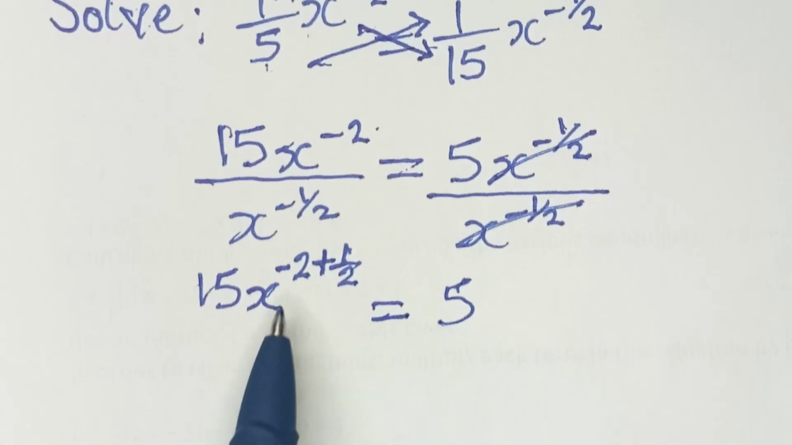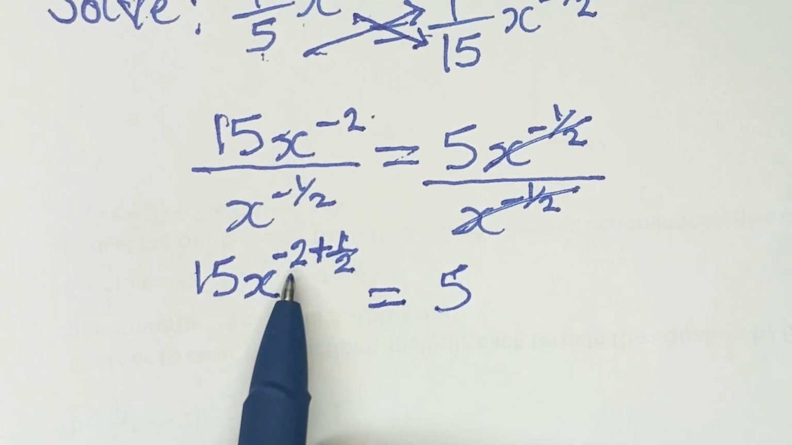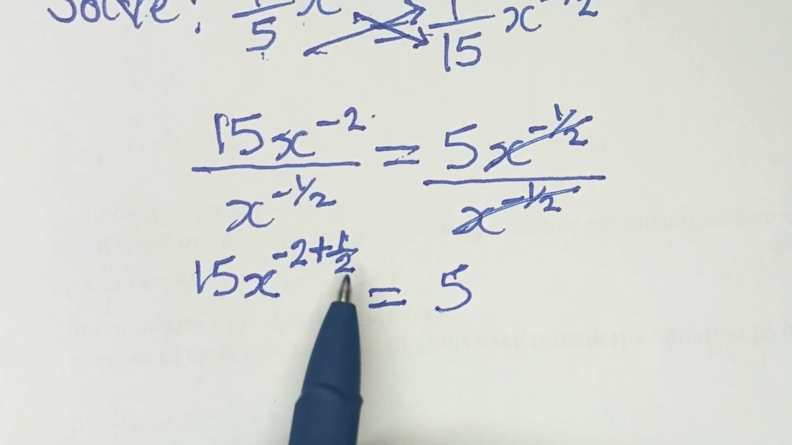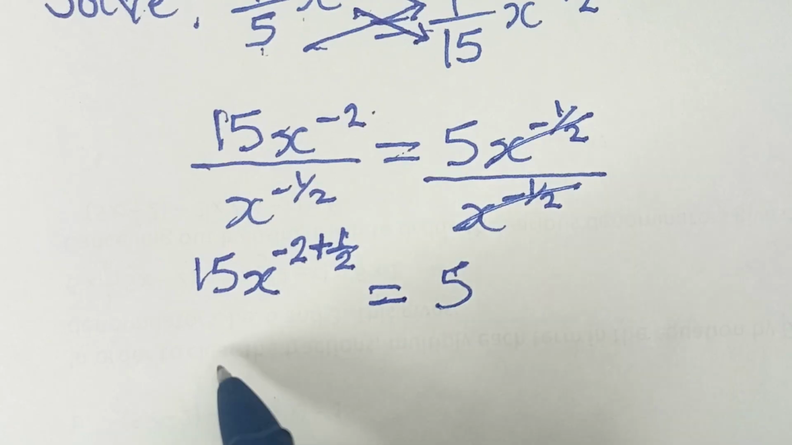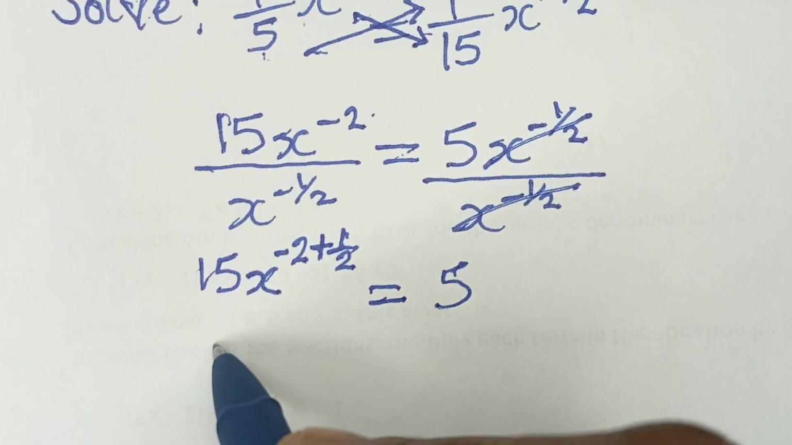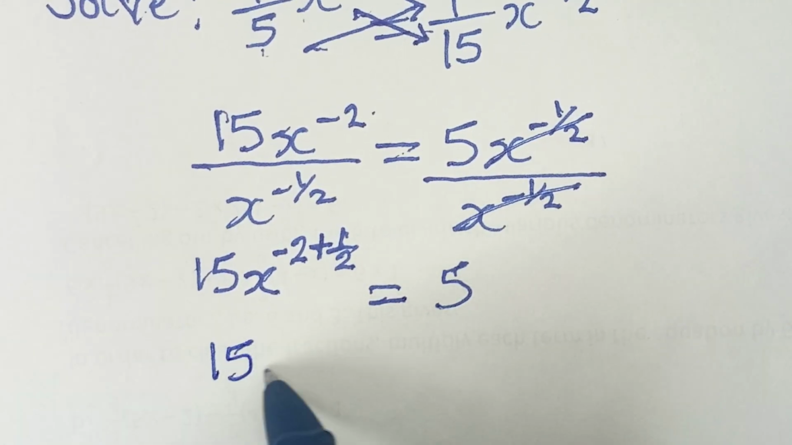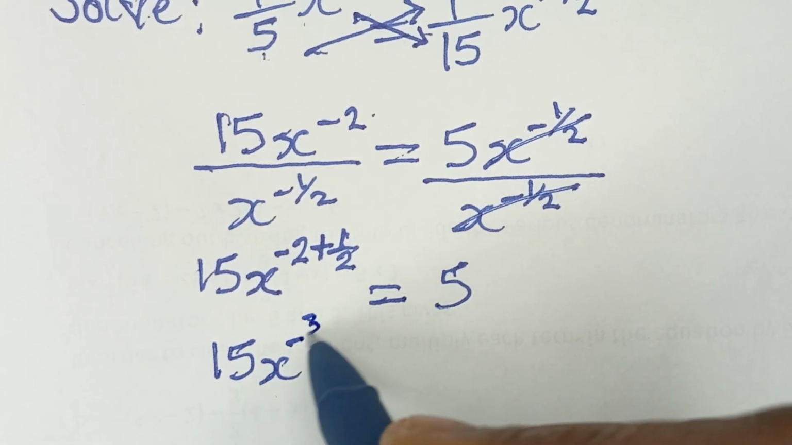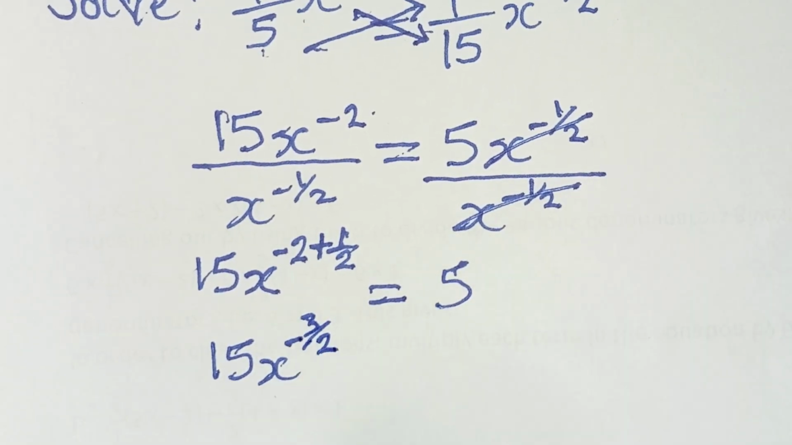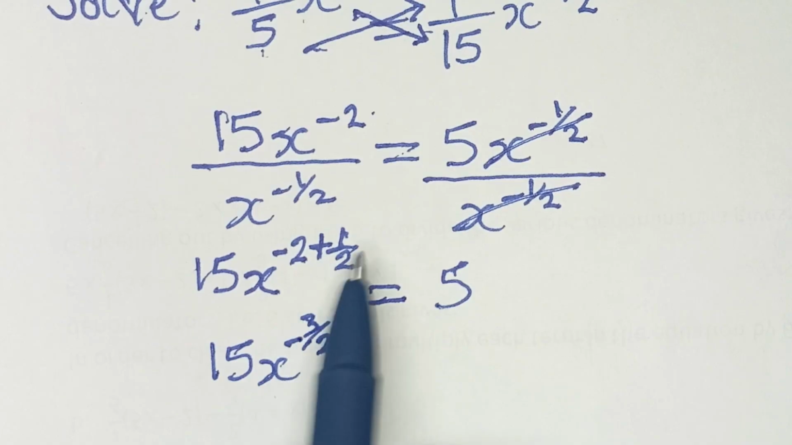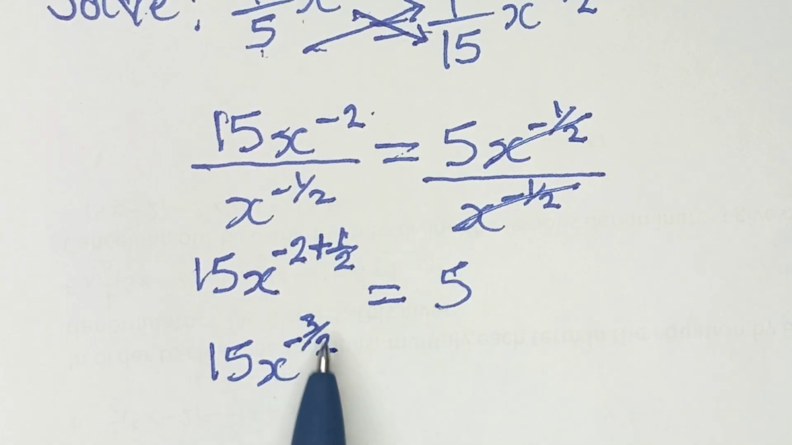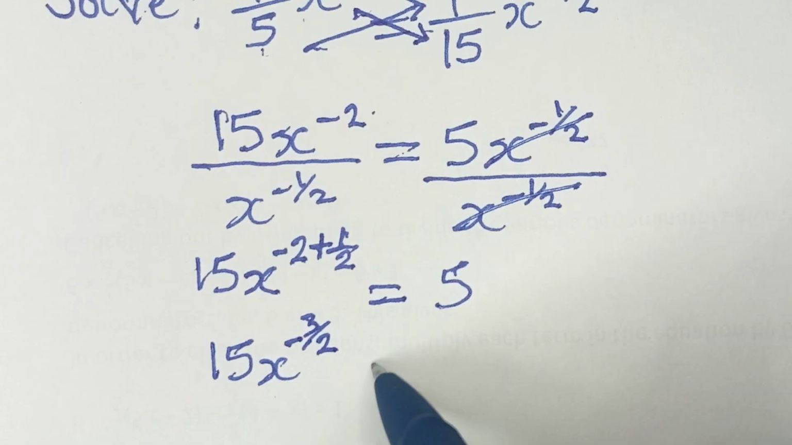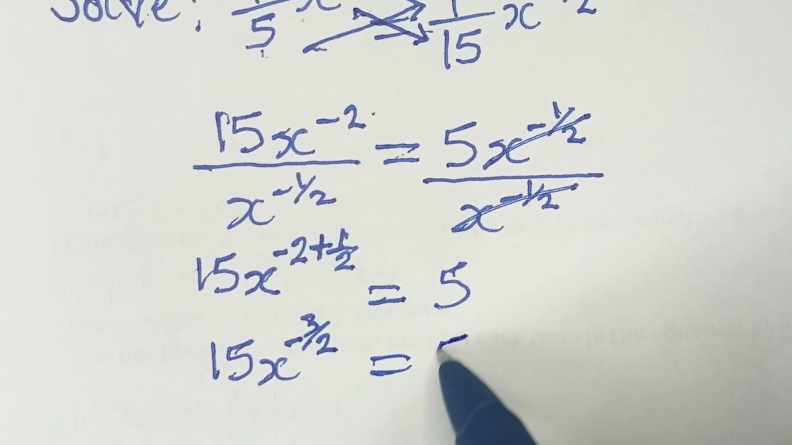So now if we add these two powers, negative 2 added to 1 over 2, you agree with me that it's going to give us x raised to power negative 3 over 2. So negative 2 plus 1 over 2 is going to give us negative 3 over 2. And that will be equal to 5.